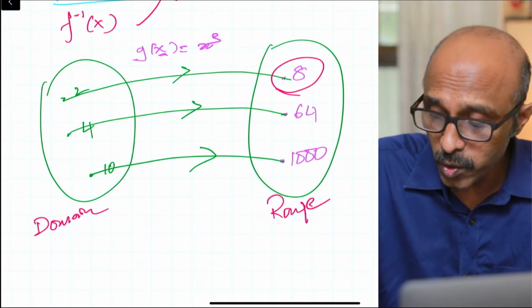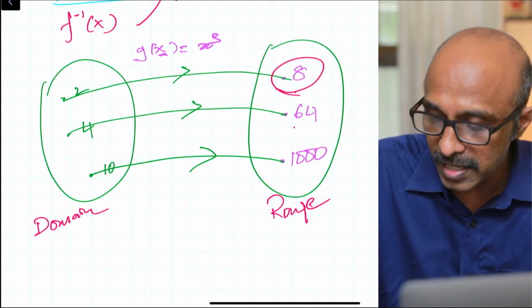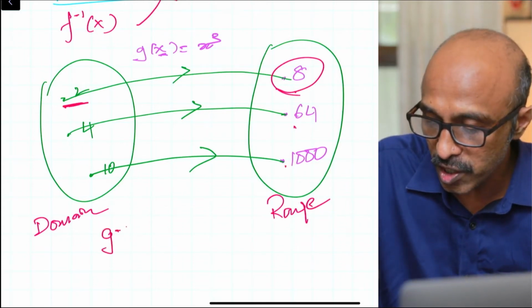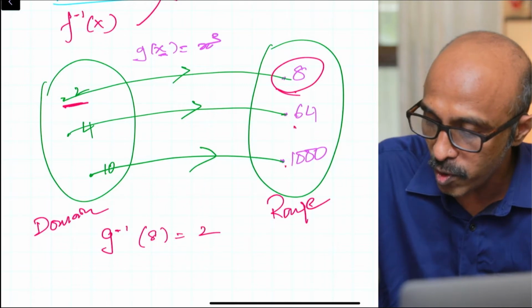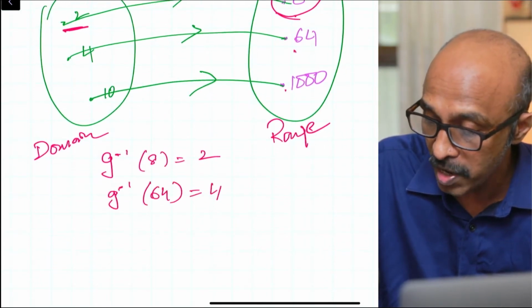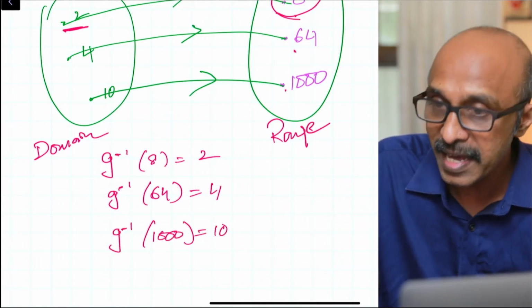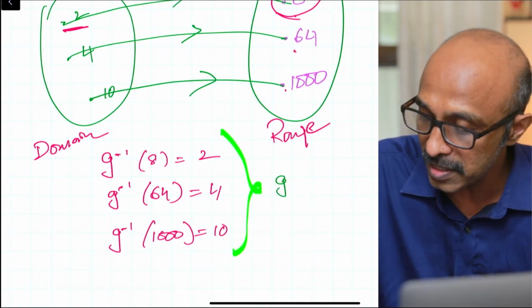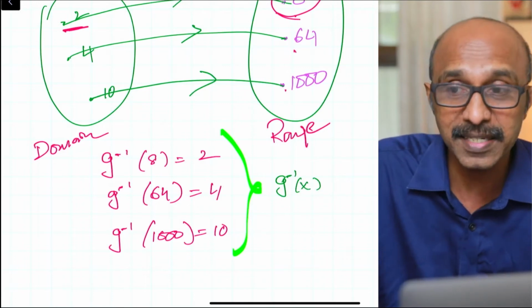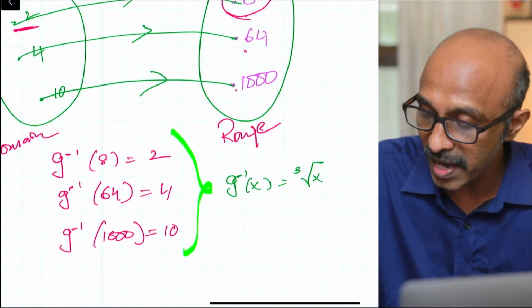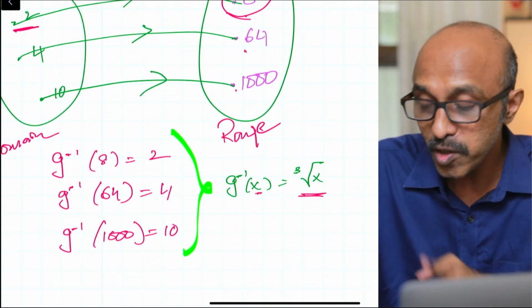And now if I want to undo this operation and bring back all these numbers to what we started from, the original number, using the fancy notation, g inverse of 8 must be equal to 2, g inverse of 64 must be equal to 4, and g inverse of 1000 must be equal to 10. Then I am literally saying that this rule g inverse, for any x, would be equal to the cube root of the input. g inverse of any x, g inverse of the input, would be the cube root of this number.